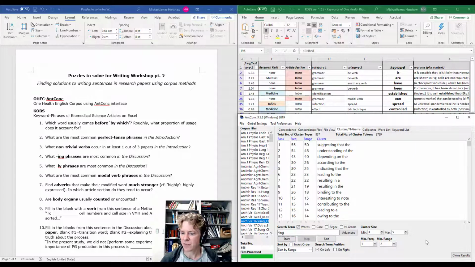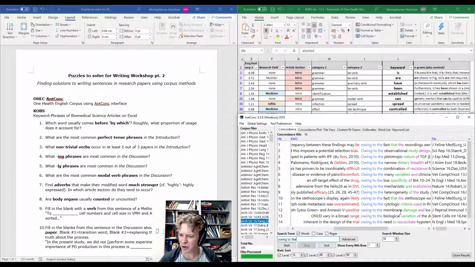Suggesting that the, understanding of the, depending on the, according to the. Okay, so I've got words like suggesting, understanding, depending. Not so interesting. Maybe interesting to note. I like that. Owing to the. I kind of like that one. Let's see how people use that one.